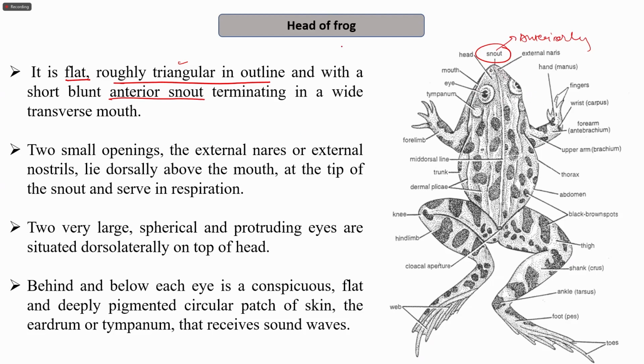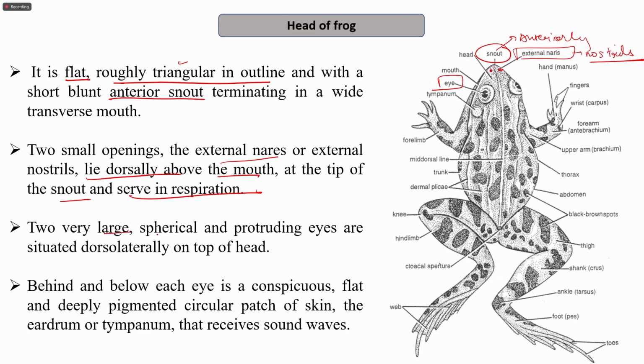You can see here that in the head, two small openings, the external nares, also known as the external nostrils, are present for breathing. They have a pair of external nares, and a pair of eyes. These external nares lie dorsally above the mouth at the tip of the snout and serve in respiration.